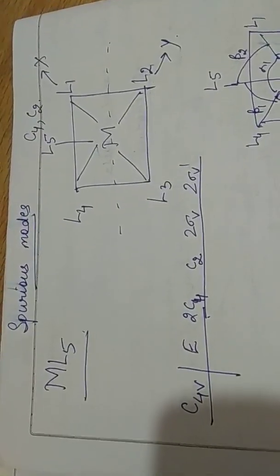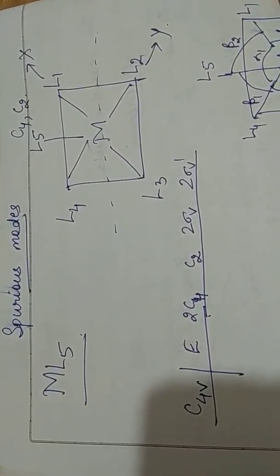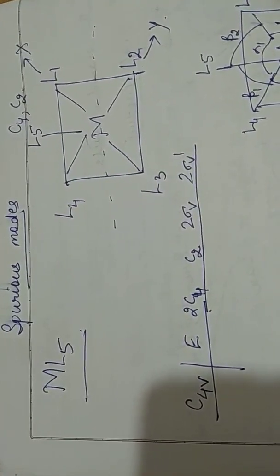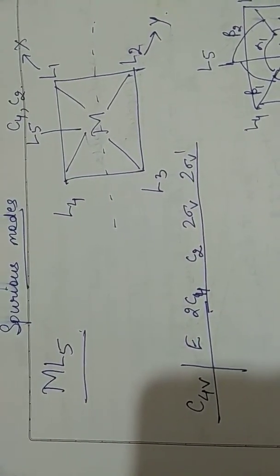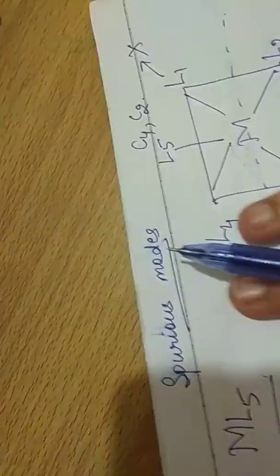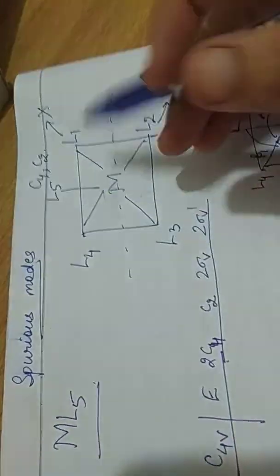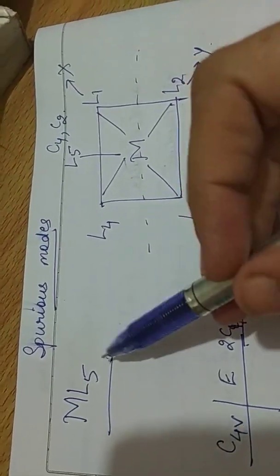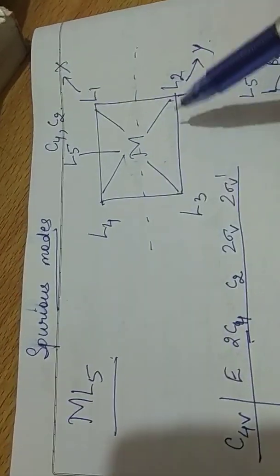Hello students, in this video we will discuss the normal mode of analysis for one of the molecules which can give you spurious modes whenever we do the calculation using internal coordinates. We will do the Cartesian coordinate as well as internal coordinate in this. This is an ML5 type of thing which I have taken as an example.